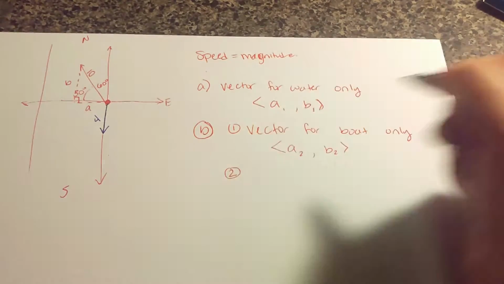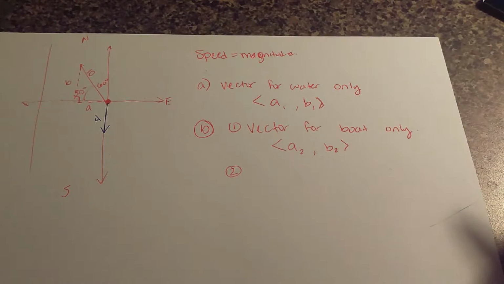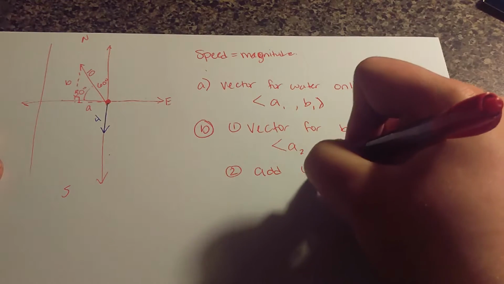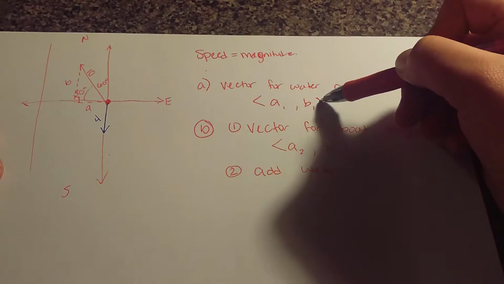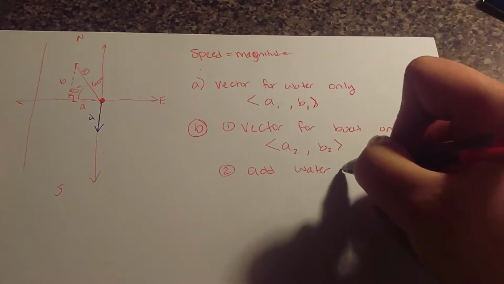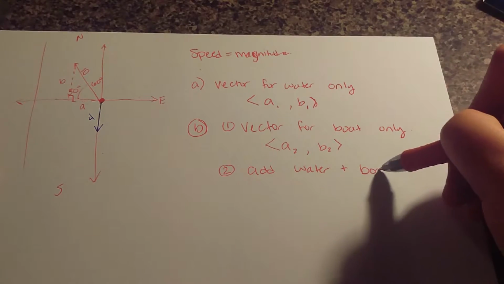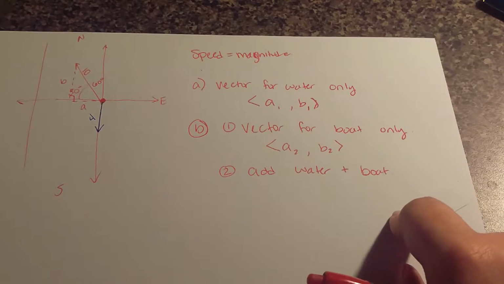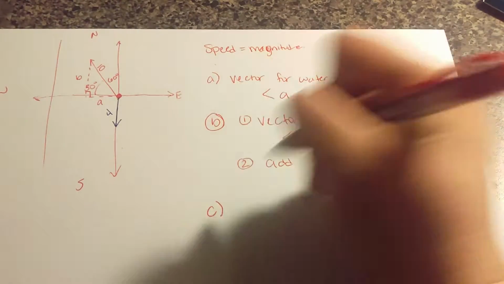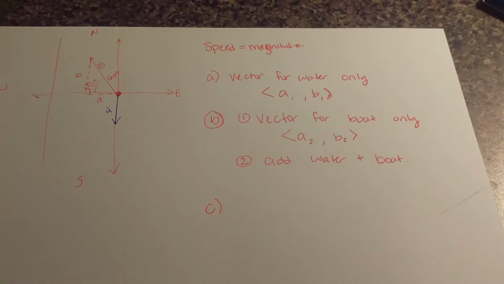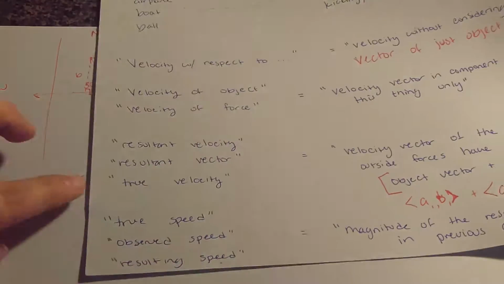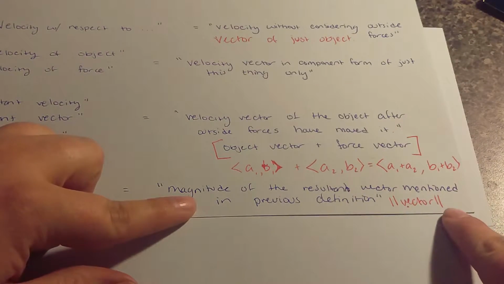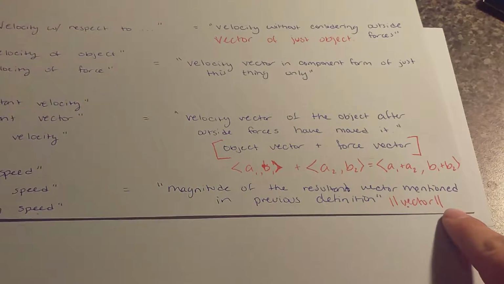Step 2 is when you find the true velocity, which means you add the water vector from part A plus the boat vector from part B. Once you've found that new vector, you're done. Question C, find the true speed. True speed means you have to find the magnitude of the resulting vector from the previous step.